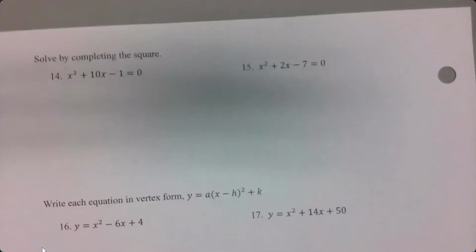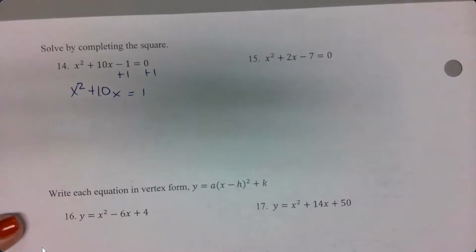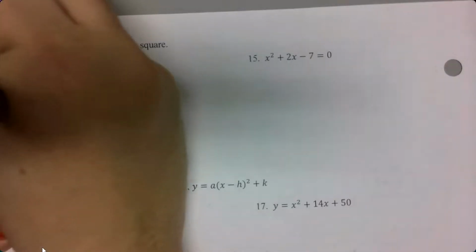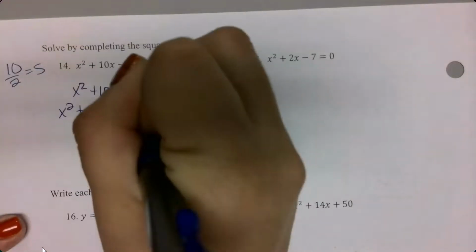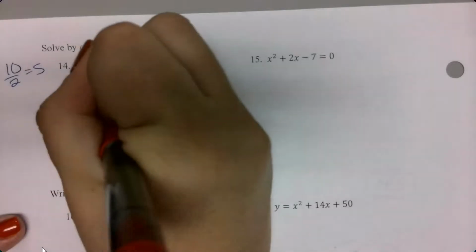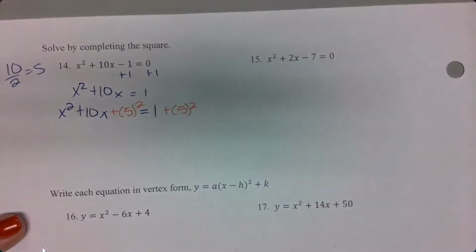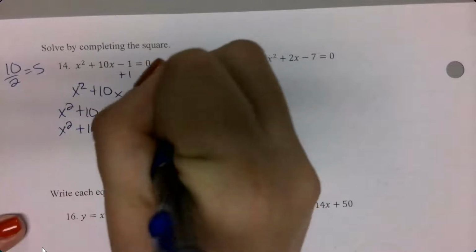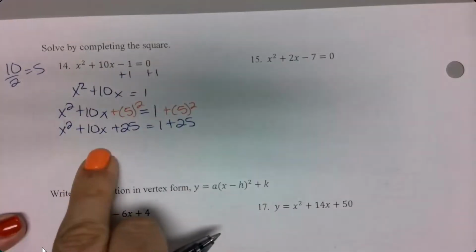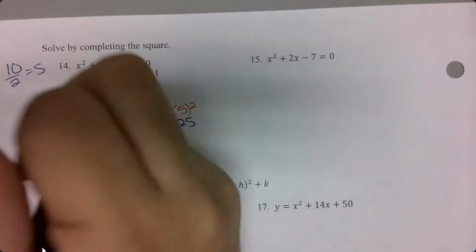Okay, these ones are solving by completing the square. So similar to what I just did, I want to add 1 to both sides. I have x squared plus 10x equals 1. Then I'm looking for half of 10, which is 5. So I'm going to add 5 squared to both sides. I'm going to rewrite 5 squared, which is 25. On the left side, I want to factor. I'm looking for what multiplies to 25 and adds to 10. Again, it should be this number up above, which is 5.